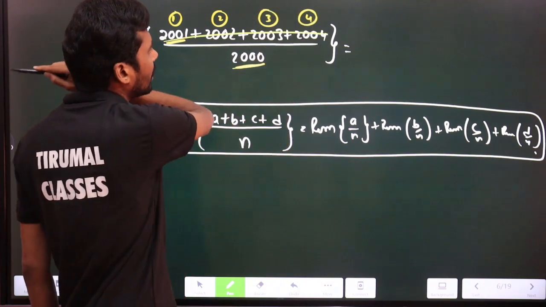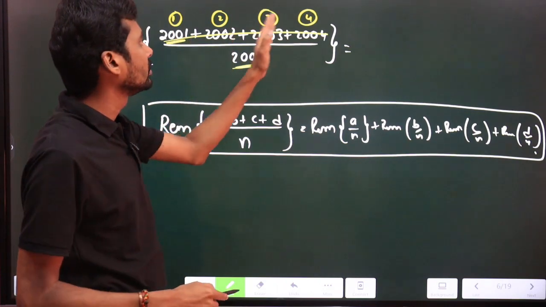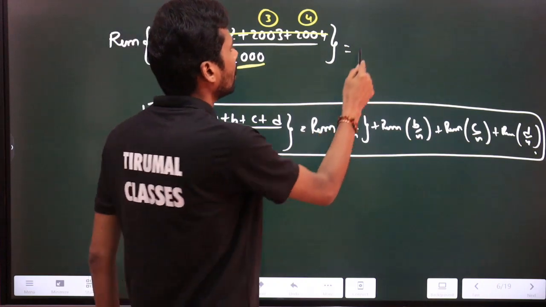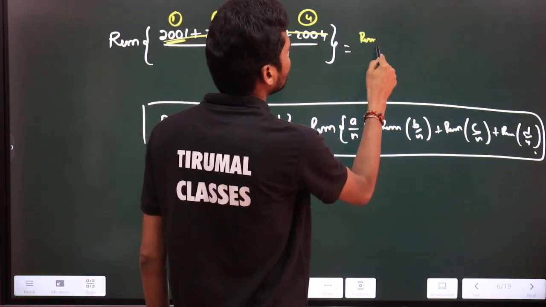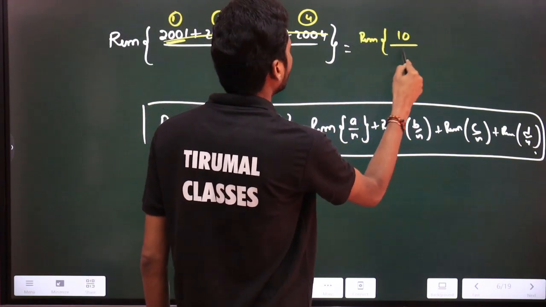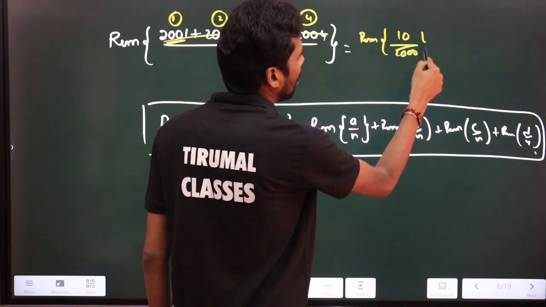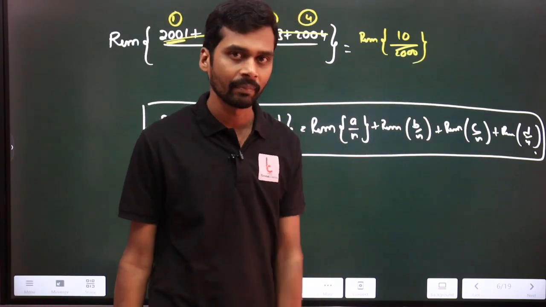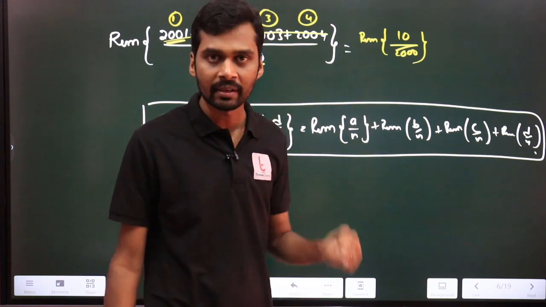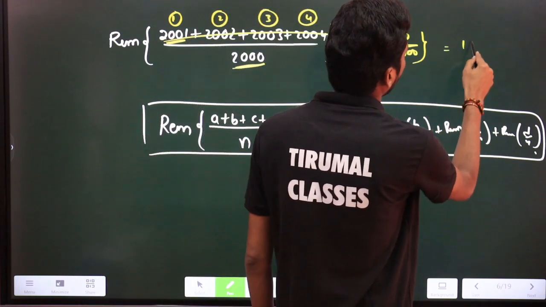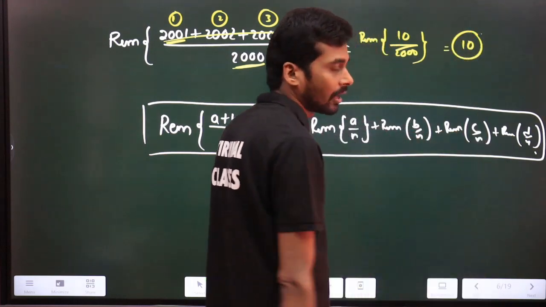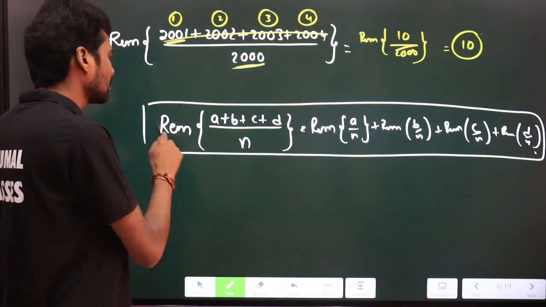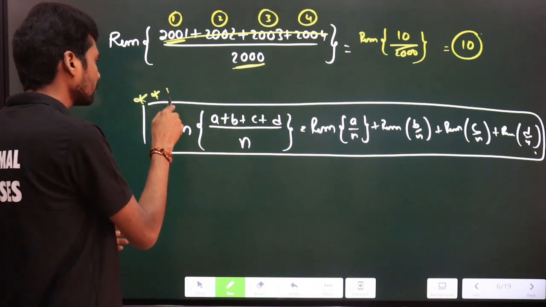So you don't need to take the large numbers, you can take 1, 2, 3, 4. So 4 plus 3 is 7, 7 plus 2 is 9, 9 plus 1 is 10. The final thing is, what is the remainder when 10 is divided by 2000? You know the property: when a smaller number is divided by a larger number, the remainder is always the smaller number, which is the numerator. So the remainder is 10.